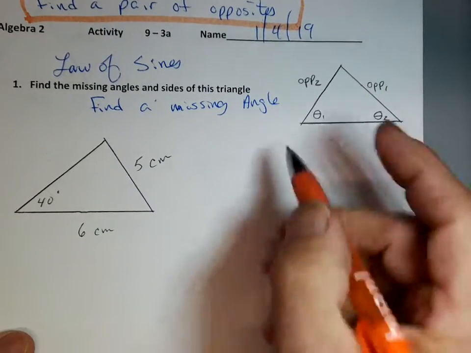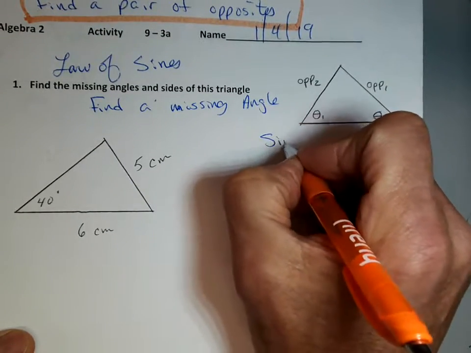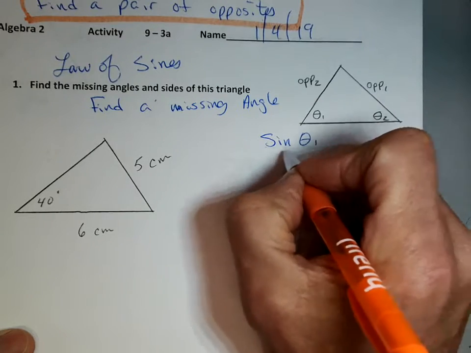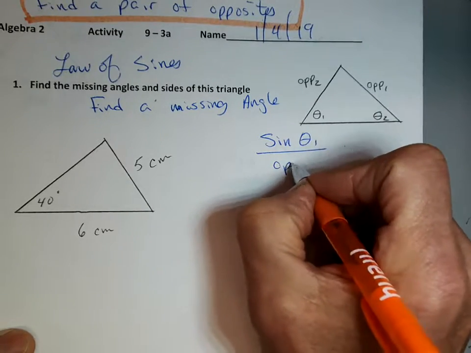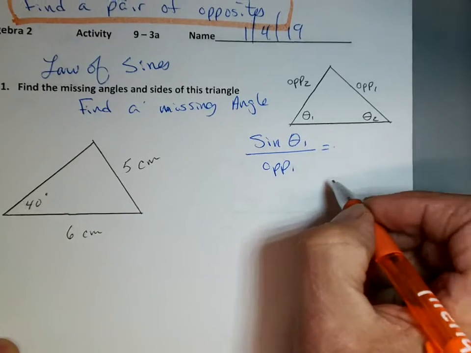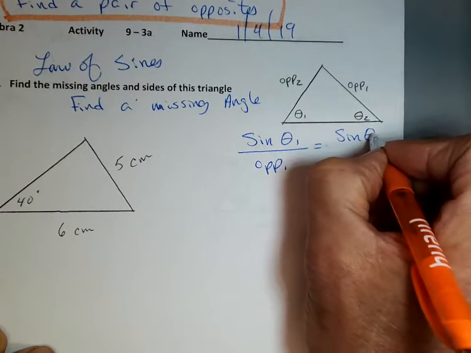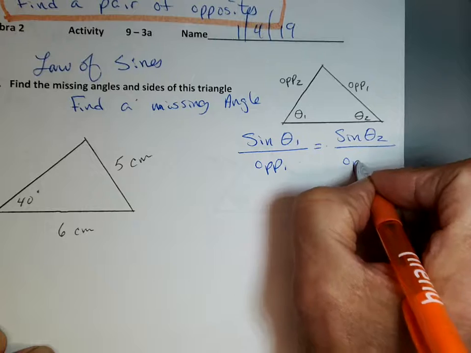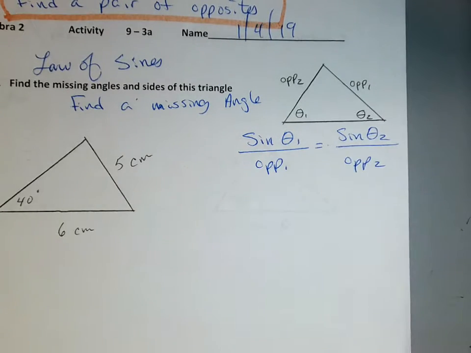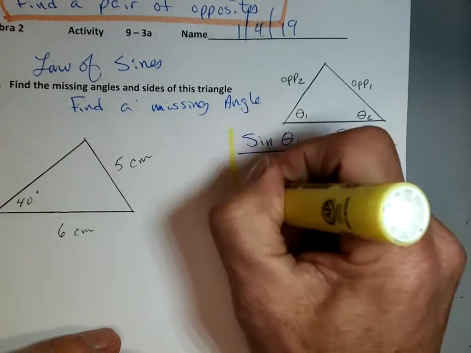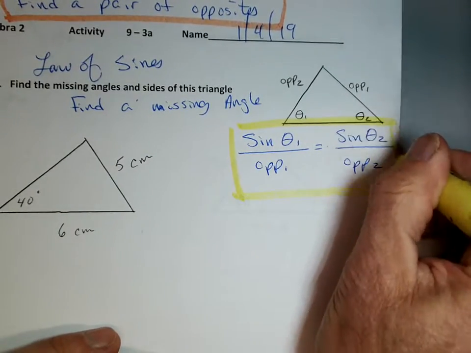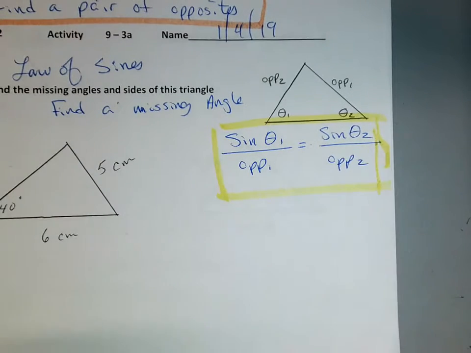Write this down. Sine of theta 1 over opposite 1 equals sine of theta 2 over opposite 2. Okay, that is the formula, okay? Let's highlight that. That's our formula. It's a really easy formula. It's easier than sine, cosine, tangent. Super easy formula, and it's easy to use too, okay?